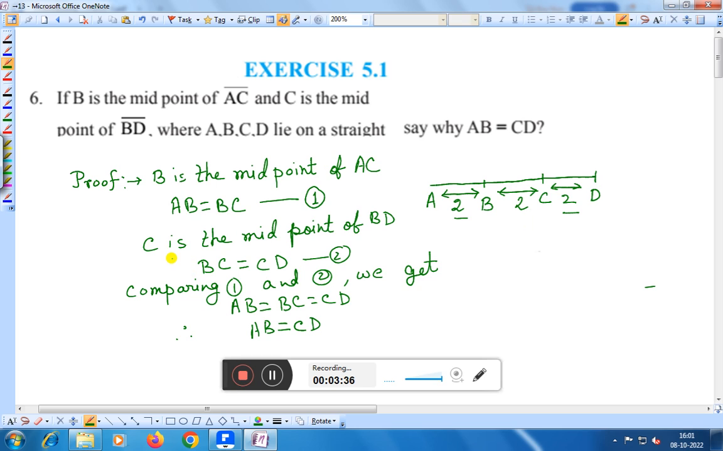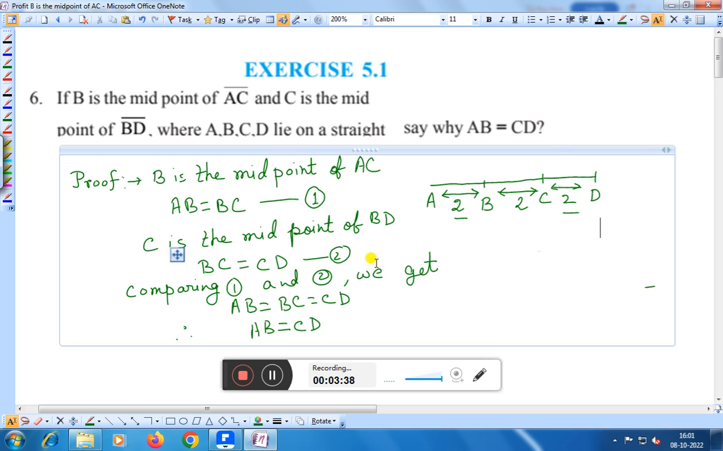Again, I am trying to explain this one: B is the midpoint of AC, therefore you can write AB is equal to BC. C is the midpoint of BD, therefore you can write BC is equal to CD. Comparing 1 and 2, we get AB equal to BC is equal to CD. And since AB equal to BC equal to CD, we can say that AB is equal to CD. This is the solution of question number 6.